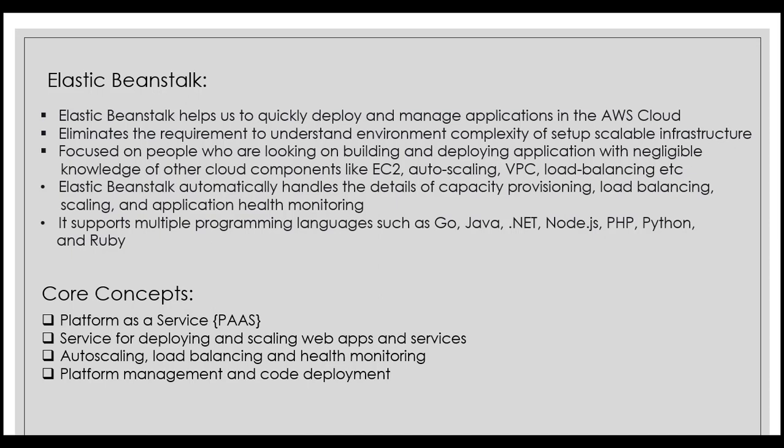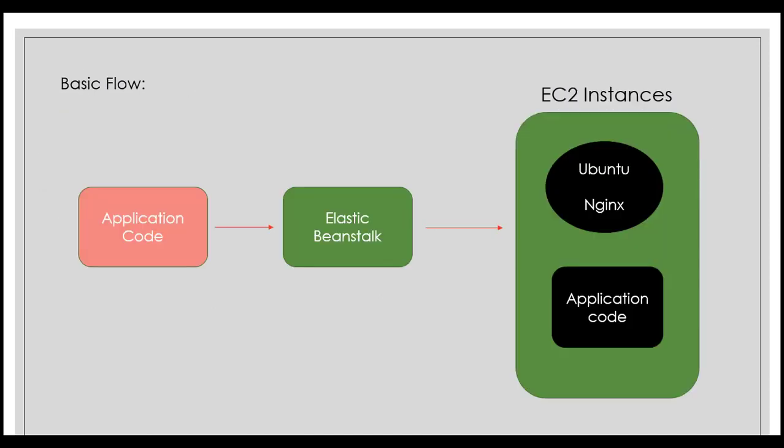So in a simple graph, if you want to understand how Elastic Beanstalk works, this is how it works. You get your application code, you create an application environment in Elastic Beanstalk, you deploy your code. In the backend, Elastic Beanstalk spins up an EC2 instance based on your requirement.